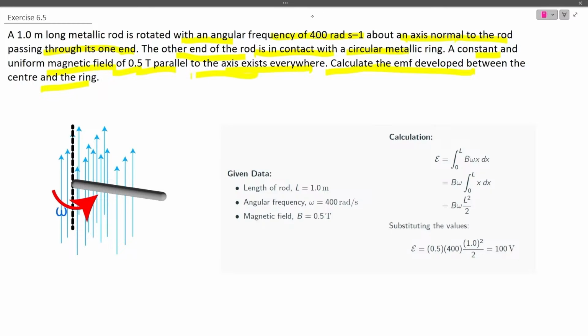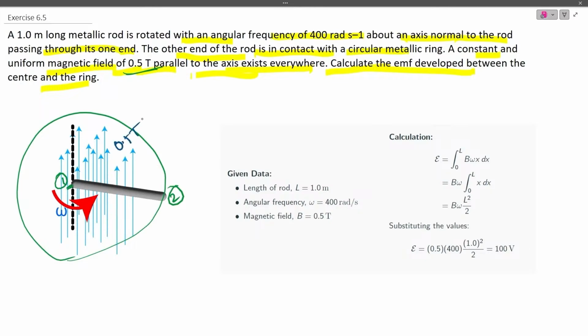Now there is a rod which is rotating about one of its ends, and the other end is in contact with the ring, which has not been drawn in the picture. So we have to calculate the EMF generated between this point and this point, 1 and 2. Under the given conditions, there is a magnetic field parallel to the axis of rotation of the rod, of magnitude 0.5 Tesla, and omega is 400 radians per second. That has been given in the question.